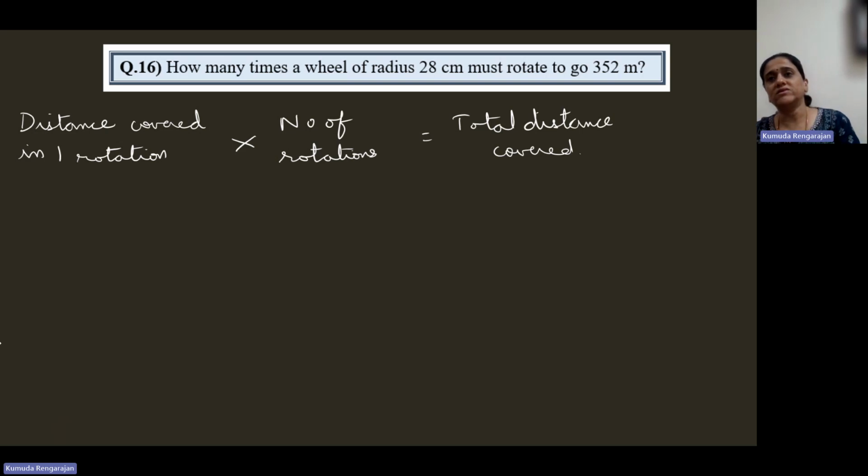So what is the distance covered in one rotation? 2 pi r. Into the number of rotations will give you the total distance covered. Now let's substitute. Now what should you find here? How many times? That means we should find the number of rotations.